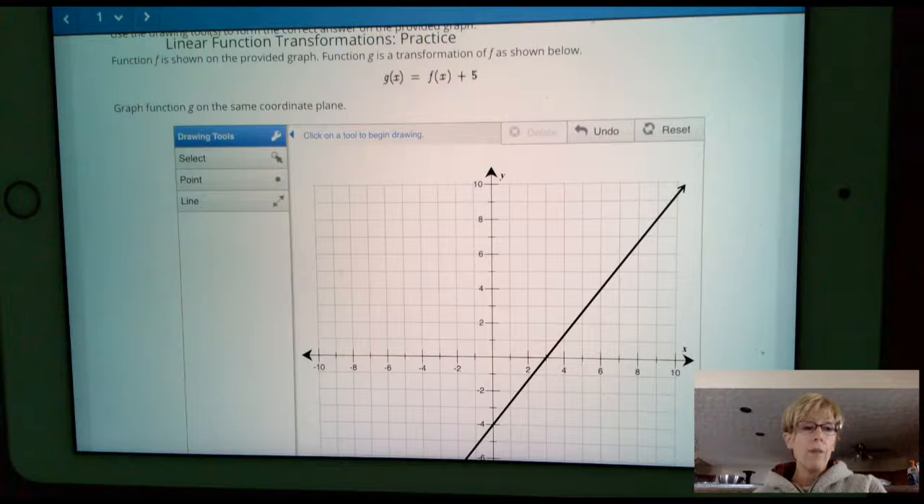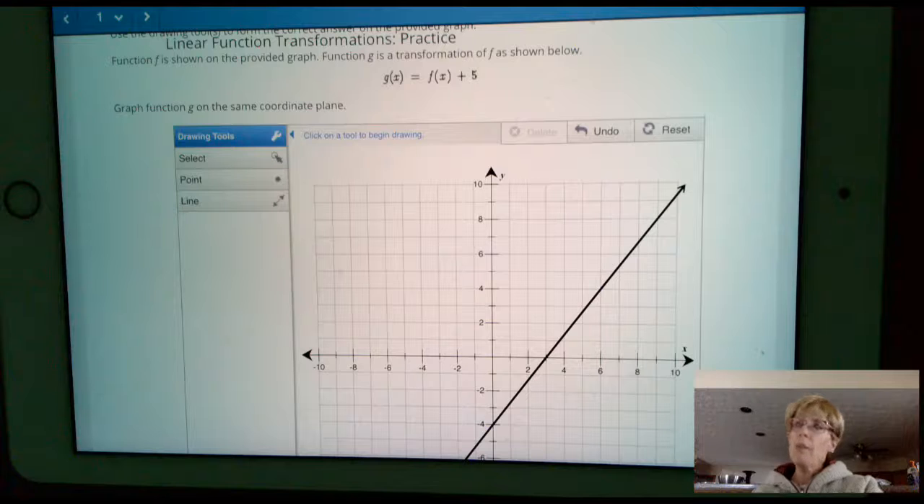However, function f is shown on the graph provided. Function g is a transformation of f as shown below. G of x equals f of x plus 5. But we have to know what plus 5 outside the function does to the function. Well, adding something to a function is the first transformation that we looked at on a previous video. And plus means that we're going to move our graph up 5 spaces.